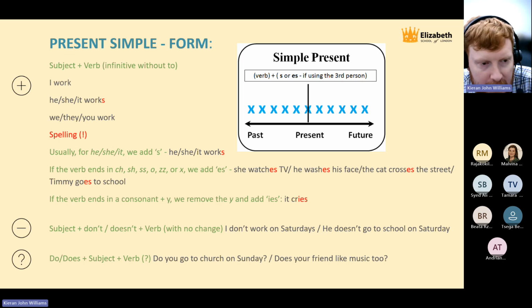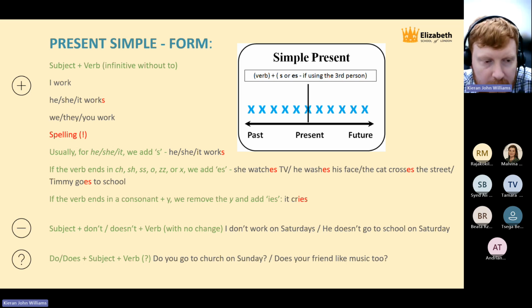Now, the next one. If a verb ends in a consonant plus Y, so a consonant is any of those letters that are B, C, D, F, G, H, J, K, L, M, N, P, Q, R, S, T, all of those ones. If the verb ends in a consonant and a Y, for example, the word cry, C-R-Y, in that situation, we remove the Y and then we add IES on. Okay. All right. So that's how we do it in the positive.